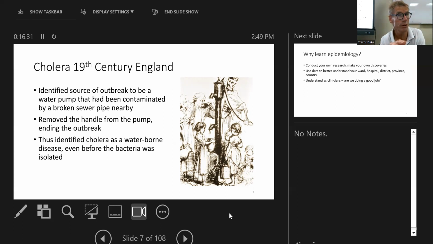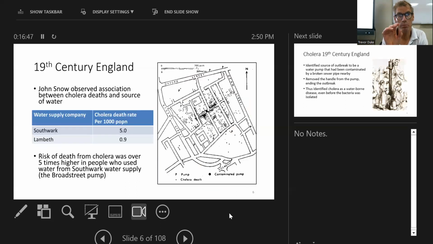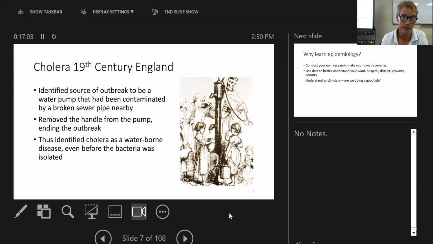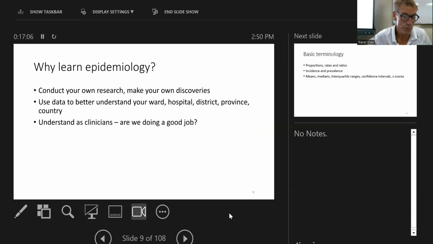Remember, this is even before they knew cholera was waterborne or caused by a bacterial infection. And all he did was remove the handle of the pump. This is a famous thing that he did, which just means no one could use the pump. And then cholera deaths subsided. So it was by understanding the pattern of disease, the pattern of cholera in London at that time, that allowed this intervention, taking the handle off the pump, to eliminate or reduce cholera in that area. So epidemiology can be very powerful if it's done well.